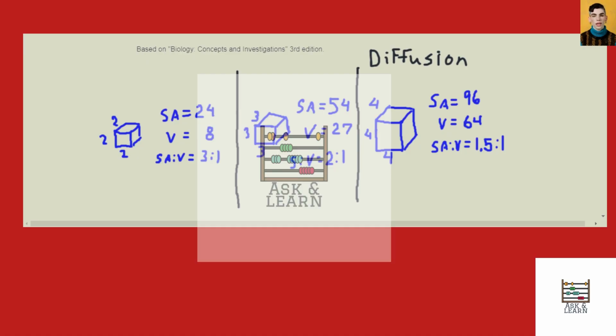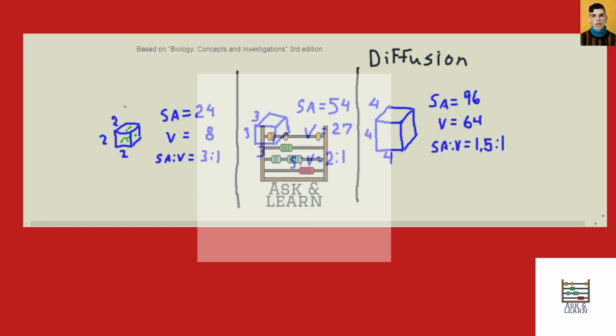So what this means, think about if you were trying to have material diffuse into the cell. Overall, you have a lot of opportunities for the materials to enter the cell because you have a large surface area to volume ratio. Plus, once they're inside the cell, they don't have far to move because the cell is smaller. And so diffusion might work efficiently in a situation like this.